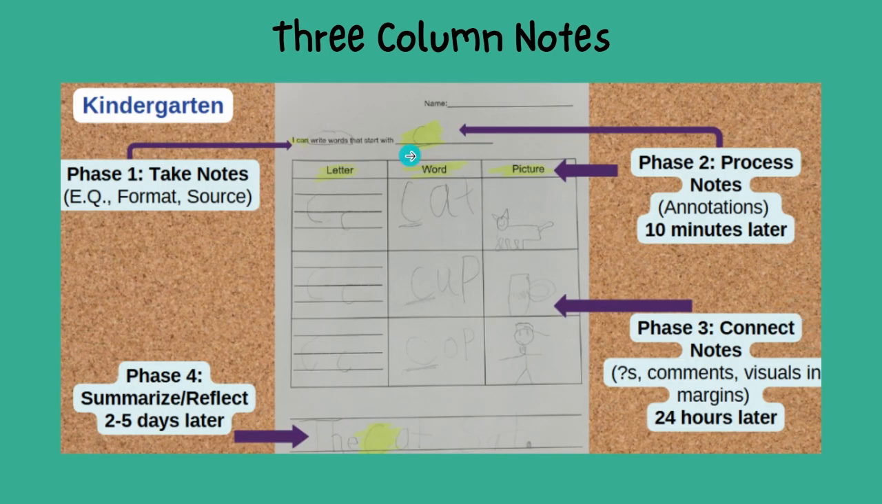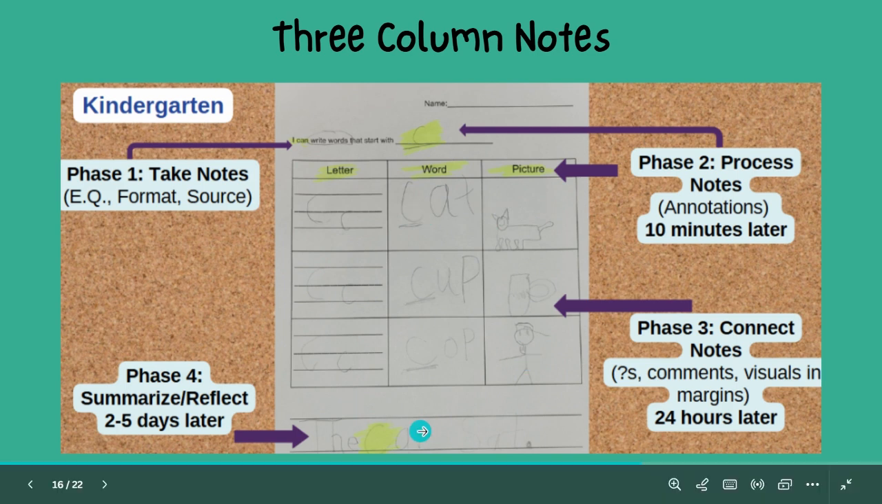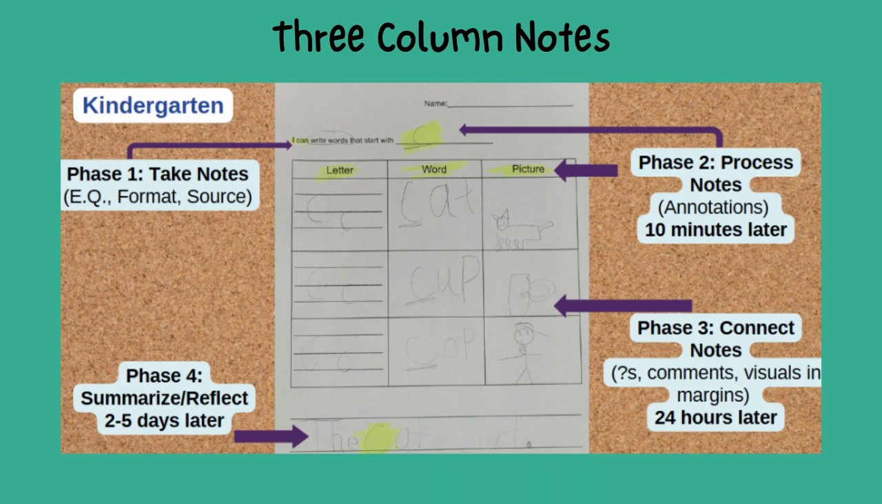3-column notes look like this, and this doesn't have to be all in one day. I suggest pacing it out a bit since they're just starting 3-column notes. But they write the letter, they write a word, and they draw a picture. And then at the end, they summarize. For this example, they wrote "the cat sat."